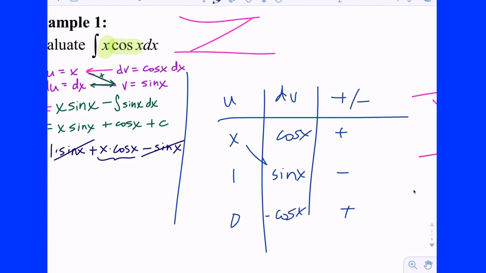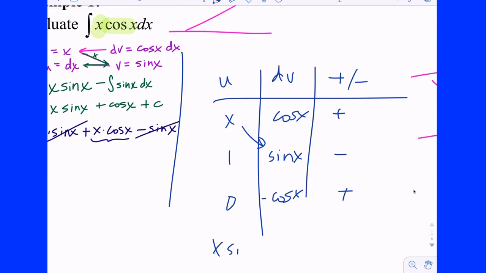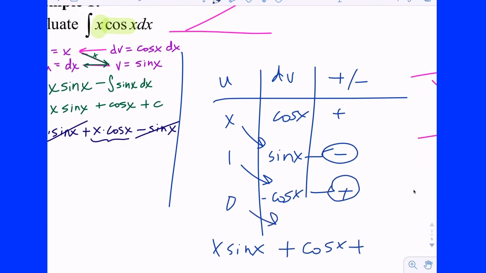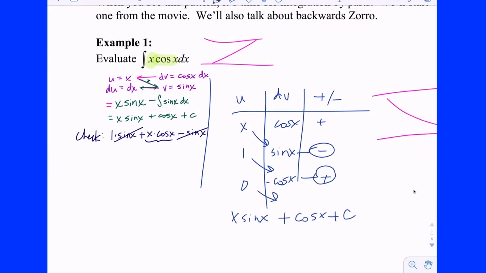If you go down the diagonal, you get x sine of x. Go across, pick up your next sign, minus. The next diagonal would be minus the negative cosine, which becomes plus cosine. Go across, pick up the plus. When you hit 0, you can just put plus c. Is that the same thing we got over here? Yeah, it is. So does the Zorro method work?